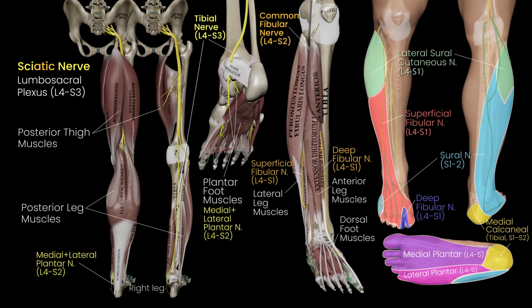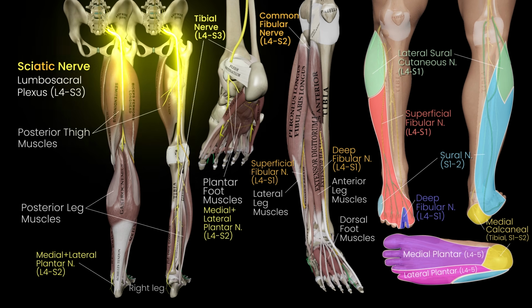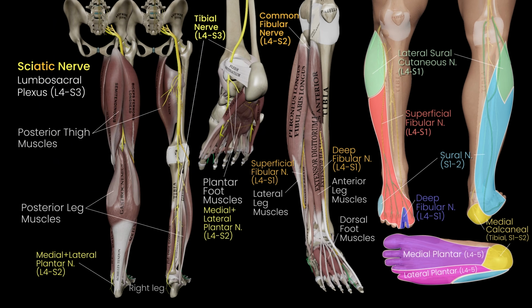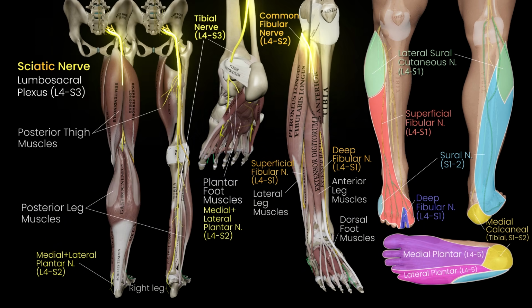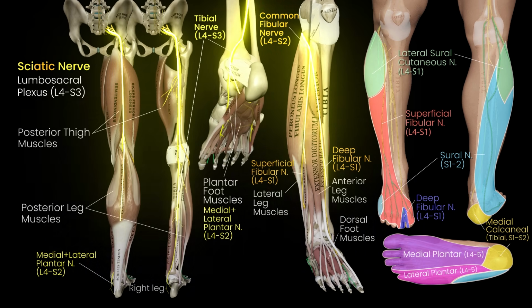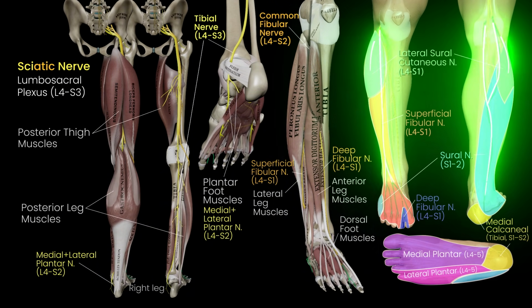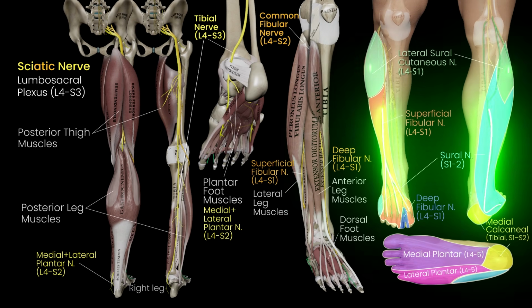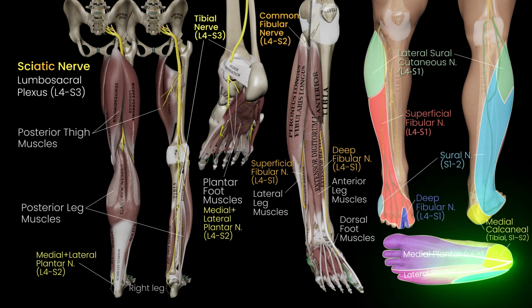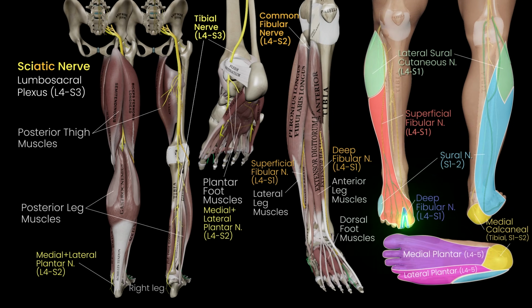In summary, the sciatic nerve supplies motor innervation to the posterior thigh and, through its tibial and fibular branches, to all muscles of the leg and foot. It provides sensory innervation to the posterolateral leg, dorsum, and sole of the foot, and the area between the first and second toes.